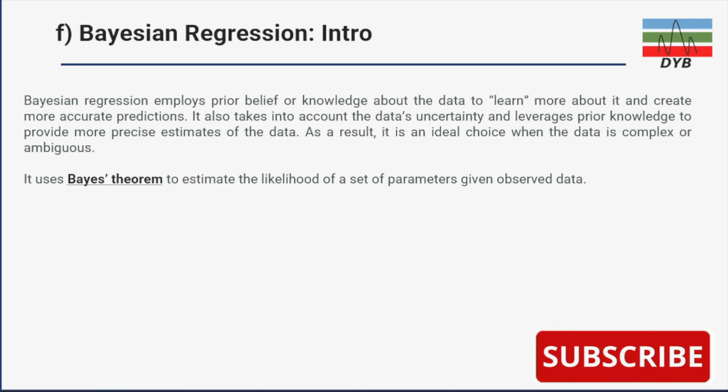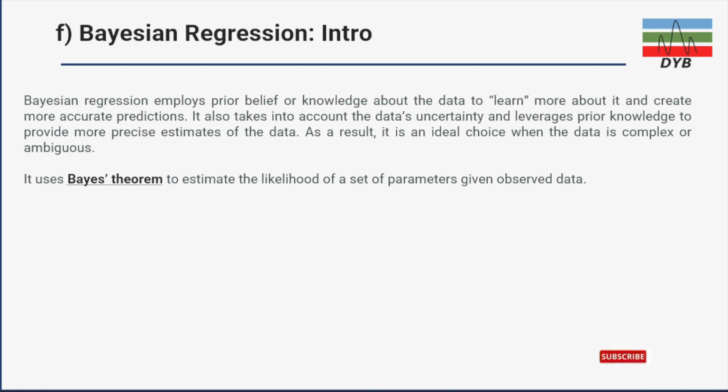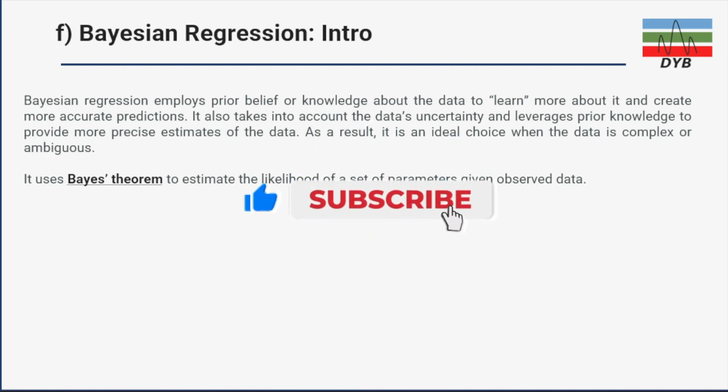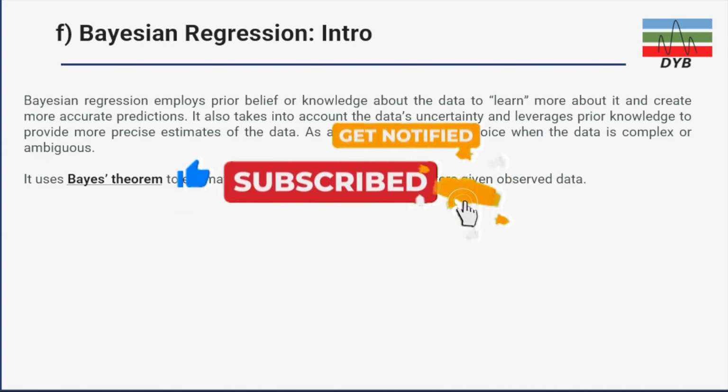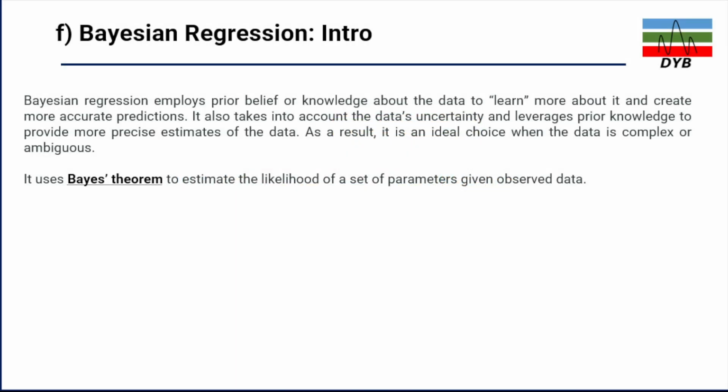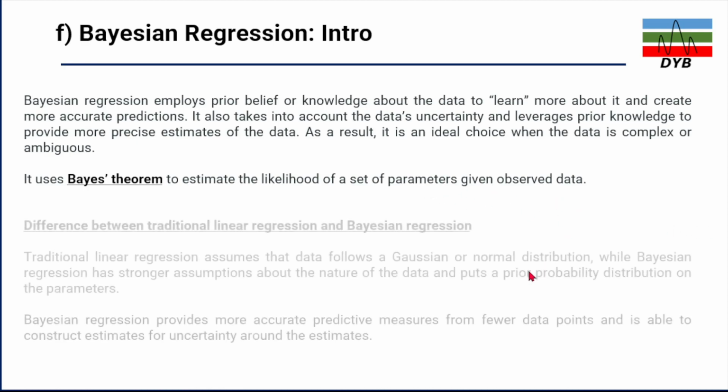It also takes into account the data uncertainty and leverages the prior knowledge to provide a more precise estimation of the data. As a result, it is an ideal choice when the data is complex or ambiguous. Also, we know that Bayes theorem is mostly used in Bayesian algorithms, so it estimates the likelihood of a set of parameters given observed data.